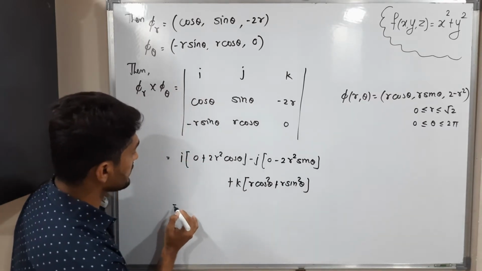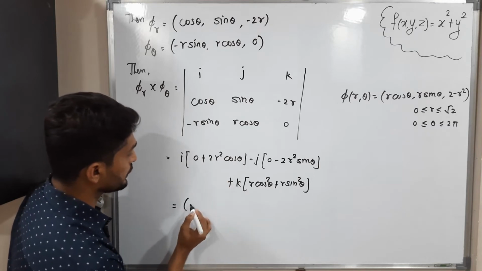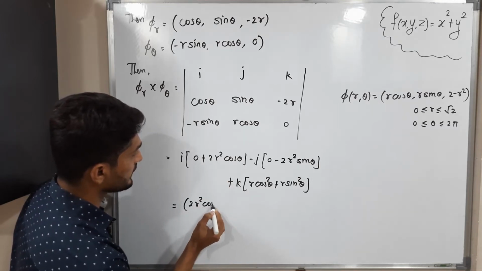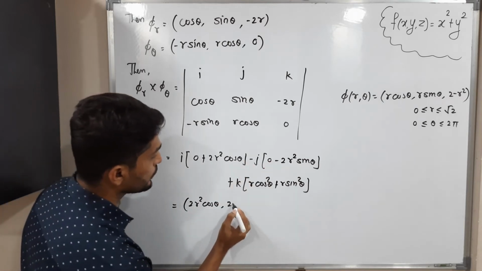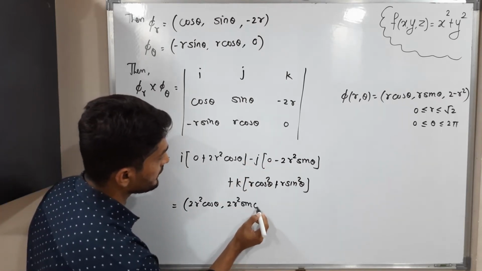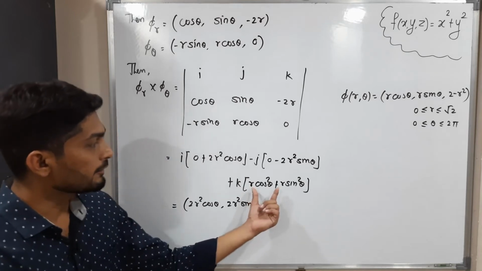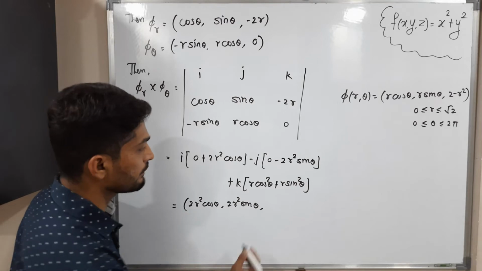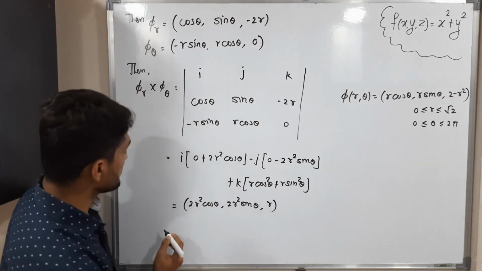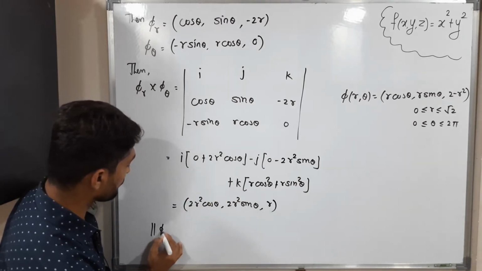Okay, so this is equal to, so the first component is 2r square cos theta, comma, minus minus plus 2r square sin theta, comma. See, if you take r common, we will have cos square plus sin square, which is 1. So we will have simply r. This is the cross product, so let us find the norm.